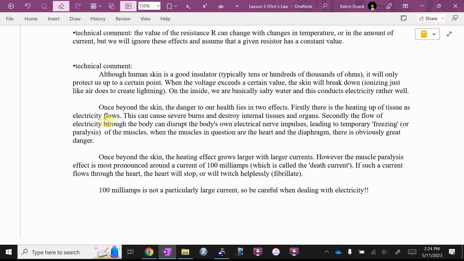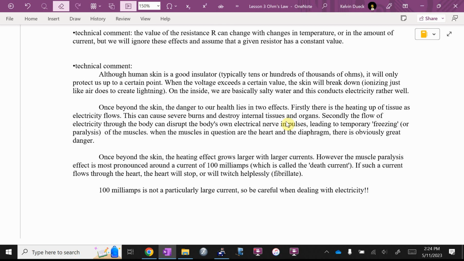So that's one danger. There's a second danger as well. The flow of electricity through the body can disrupt your own electric nerve impulses because your muscles work on electricity. And when those muscles are your heart and your diaphragm, pumping blood and breathing, that's not a good thing.